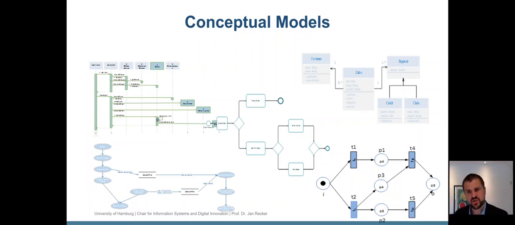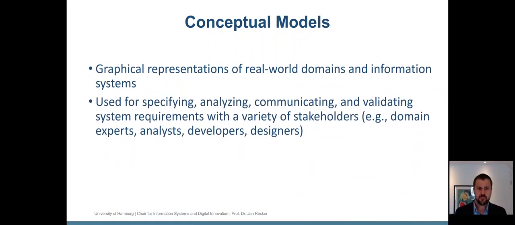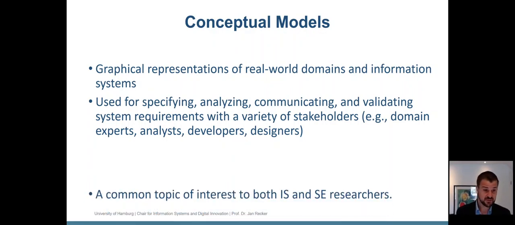And we typically capture a particular domain, say banking, finance, invoice processing, a library, whatever it may be, or they capture what a particular system is that we're analyzing. Yeah. So the graphical representations of real-world domains and information systems. And we use them a lot for specifying, analyzing, communicating, validating requirements with a whole bunch of stakeholders. They could be domain experts, they could be analysts, developers, designers, end users, project managers, and so forth. That's the main purpose of why we model the world around us.